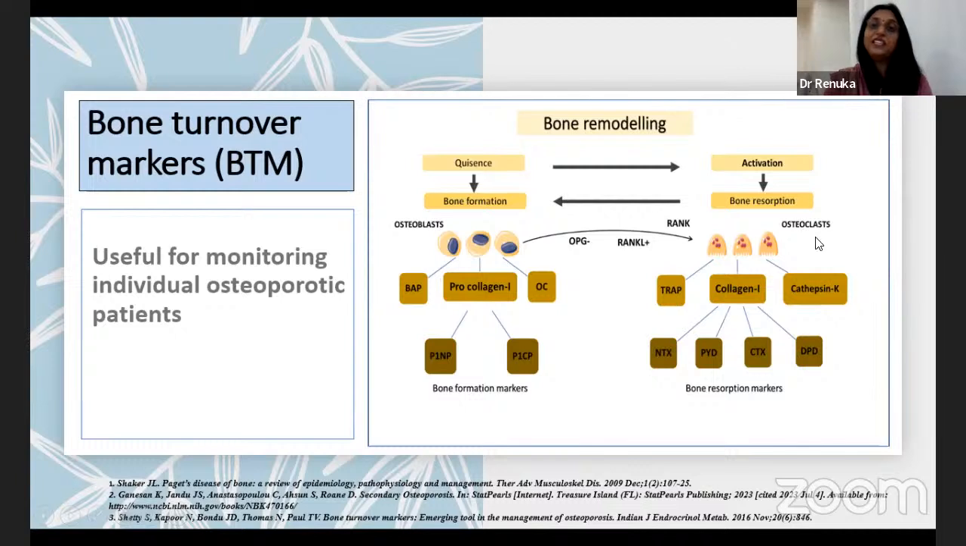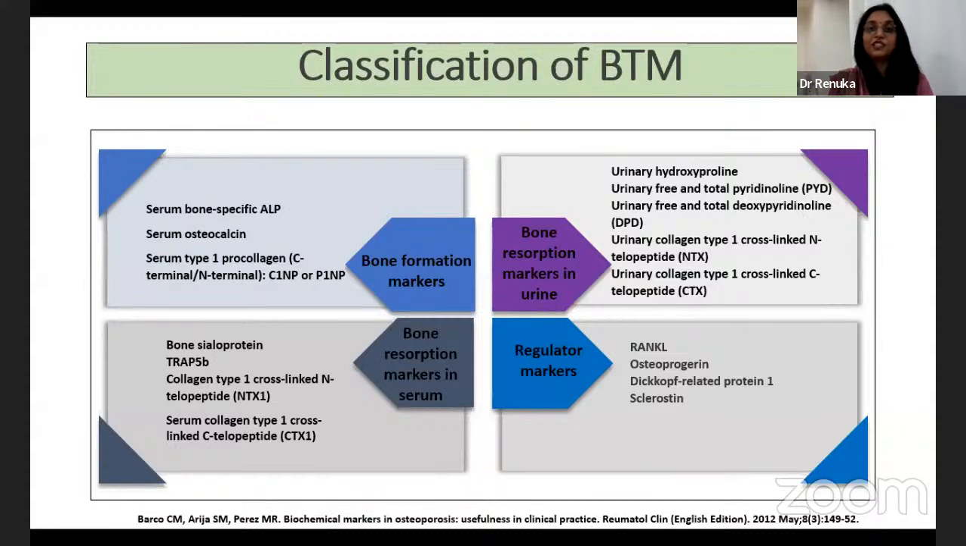And we know that these markers, which are being produced in these cells, can now be measured biochemically, and that's why they have been called bone turnover markers, which are definitely useful for monitoring individual osteoporotic patients, though they are not very useful as of now for primary diagnosis of osteoporosis.